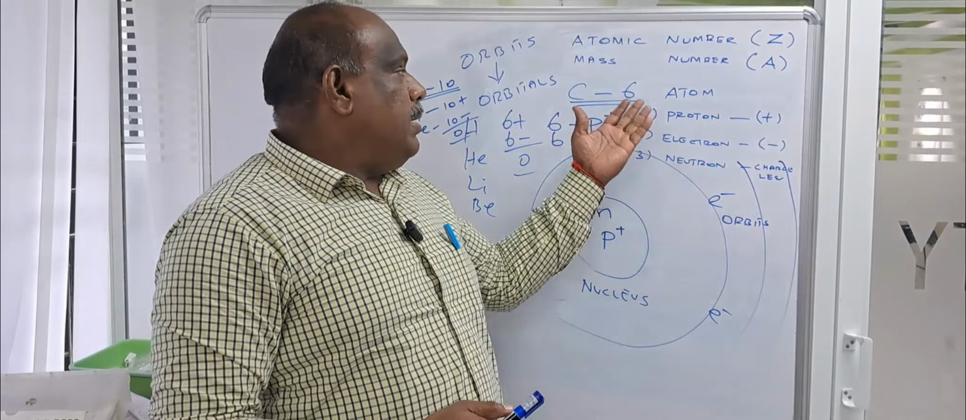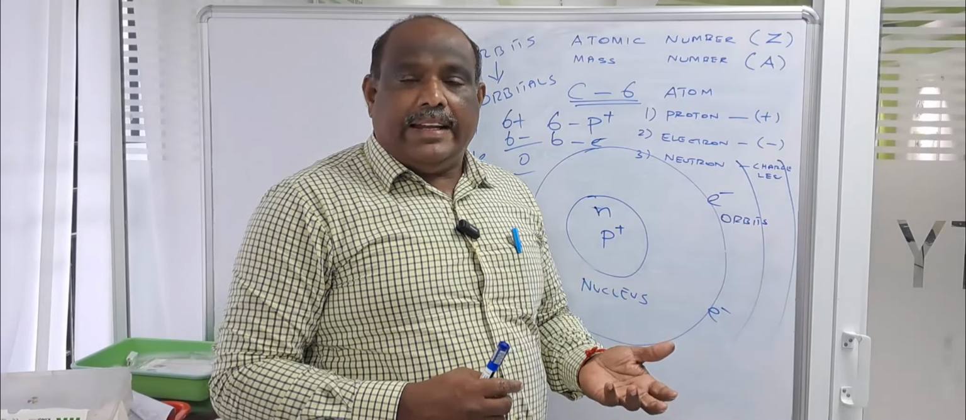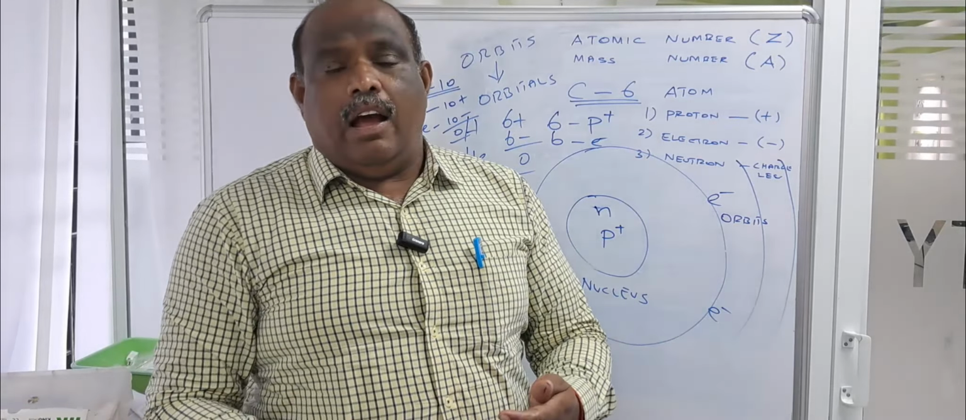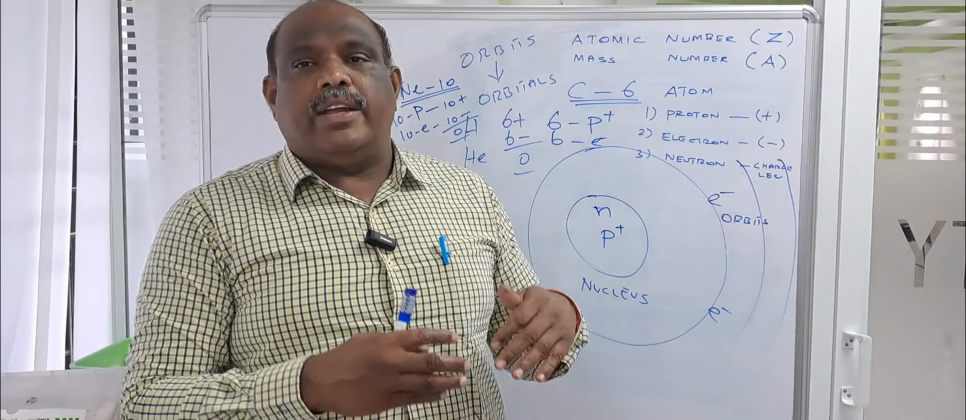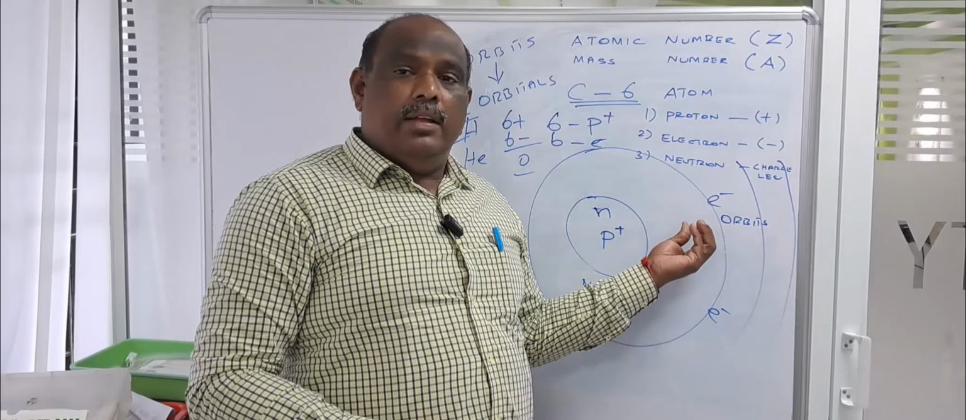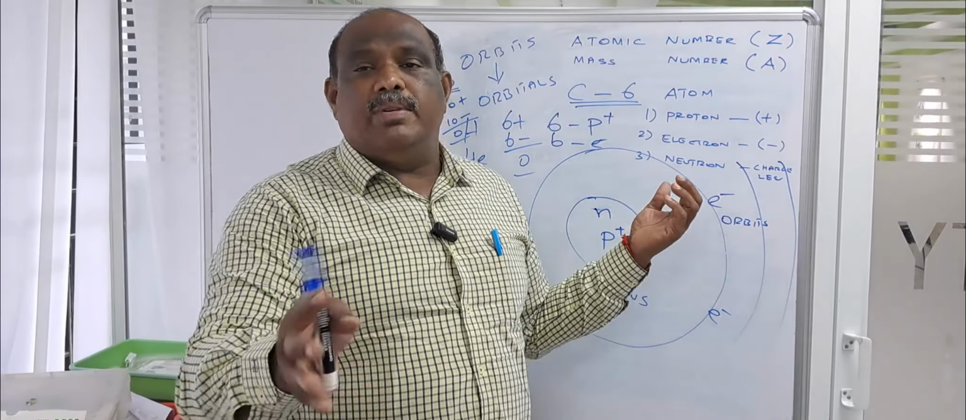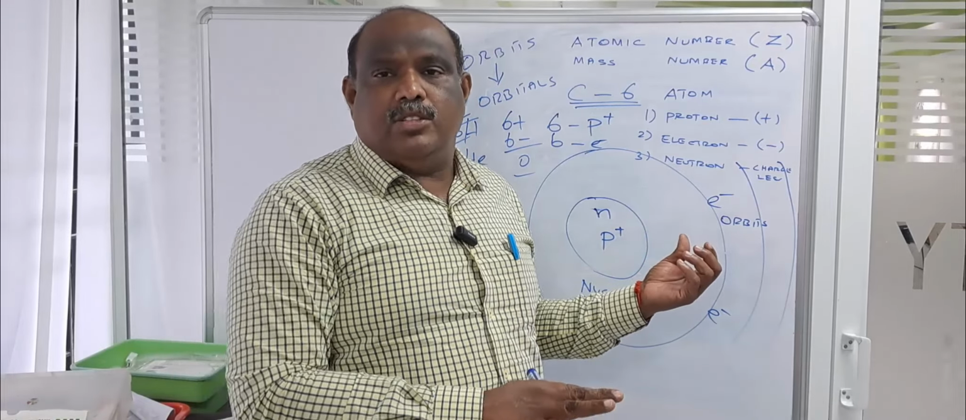Atomic number is nothing but the number of electrons. As soon as you know how many electrons there are, the same number of protons should also be there. So I can define the atomic number as the number of electrons or the number of protons, because both will be the same. Here it is minus 10, it is plus 10, but the number is the same. 10 means here also what?